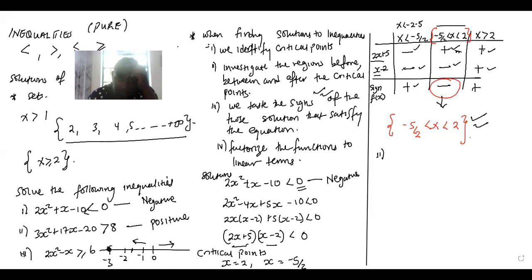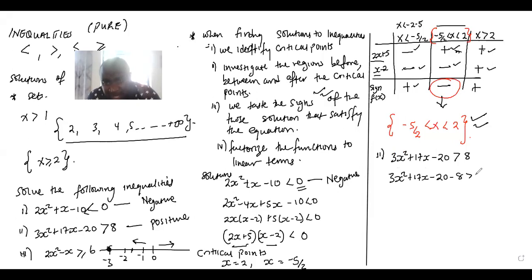She's not responsive. The second question says, 3x squared plus 17x minus 20 is greater than 8. First, simplify until you create 0 on the right-hand side, which is 3x squared plus 17x minus 20 minus 8 is greater than 0. You will get 3x squared plus 17x minus 28 is greater than 0. Factorize very fast.